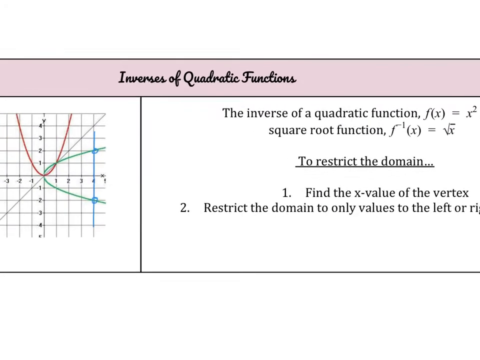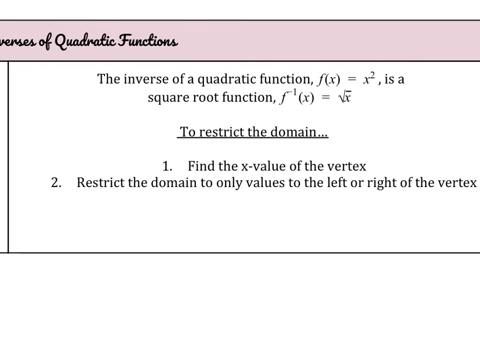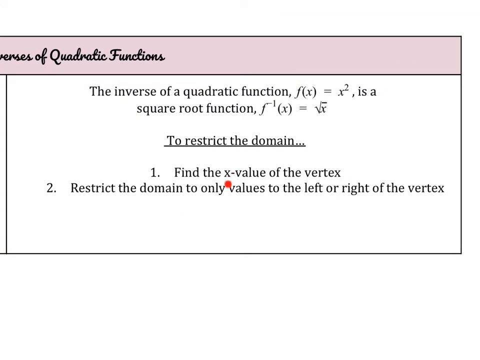If I look back at this graph, we would say we're only going to use this portion of the graph, or maybe only the left portion, but we're really only using half of our graph. Then if we do the inverse, the result should also be a function. So again, we need to restrict the domain using these two steps.